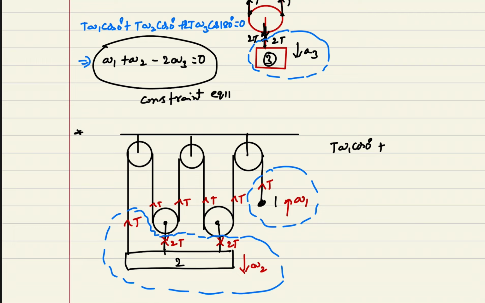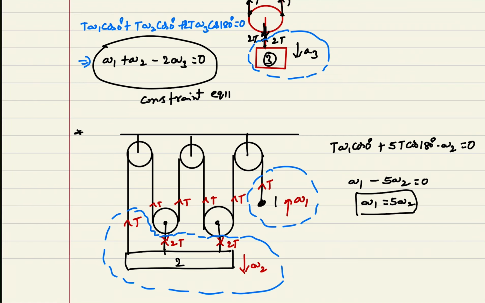the other one is 2T plus 2T plus T, 5T into cos 180 degrees, sorry, A2 also I would write now, into A2 is equal to 0. So finally we can write A1 minus 5A2 is equal to 0. A1 is equal to 5A2. This is my relation. Okay, next question, wedge constraints.